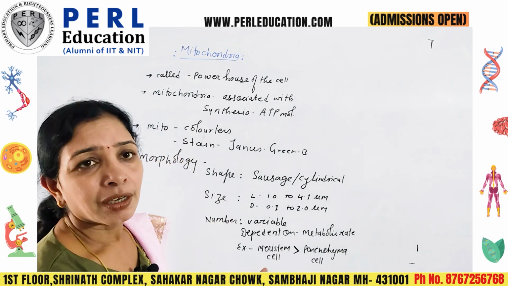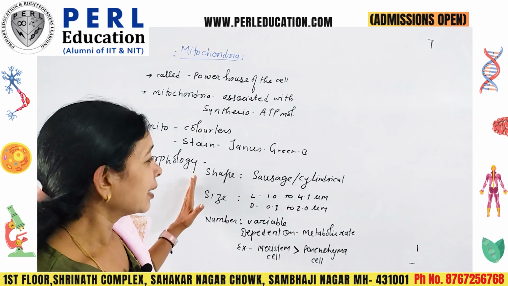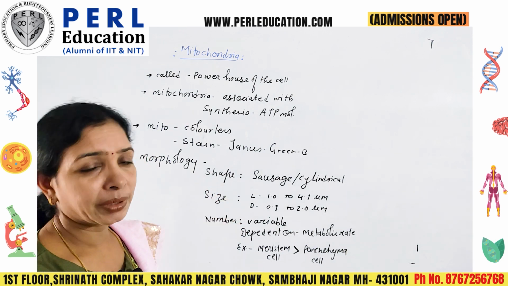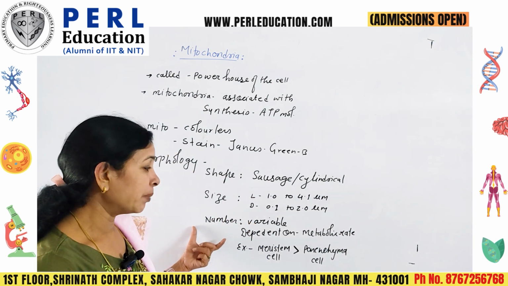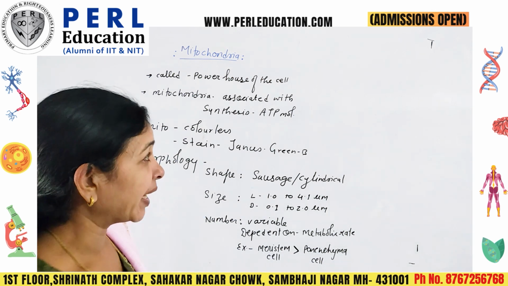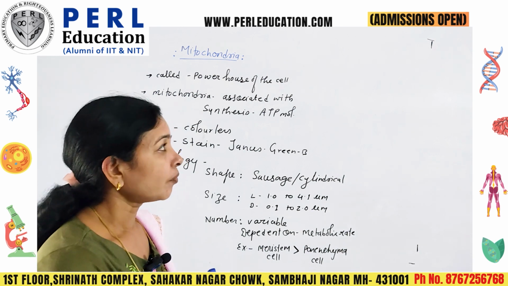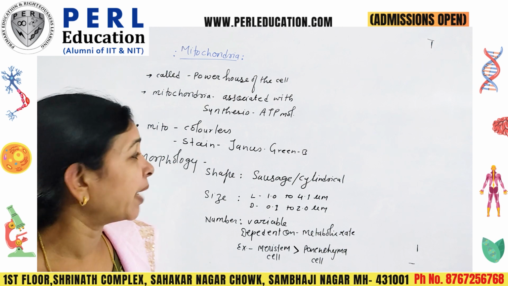Color: you observe this mitochondria after staining, it is colorless. The shape is cylindrical or sausage. Size along with the length and diameter; it is one of the small organelles. And number depends on metabolic rate. When we observe the diagram of mitochondria, how will mitochondria look to us? Before that, let us know the three important facts of the mitochondria.